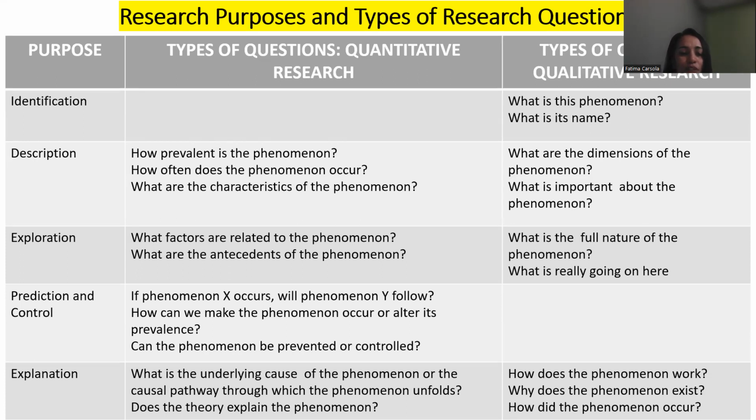But for explanation, for quantitative research, what is the underlying cause of the phenomenon or the causal pathway through which the phenomenon unfolds, or does the theory explain the phenomenon? So in here, longitudinal studies or panel or cohort design will be very applicable in answering these questions. But for the qualitative research, how does the phenomenon work? Why does the phenomenon exist? And how did the phenomenon occur? So as you have noticed in qualitative research, it is in depth.